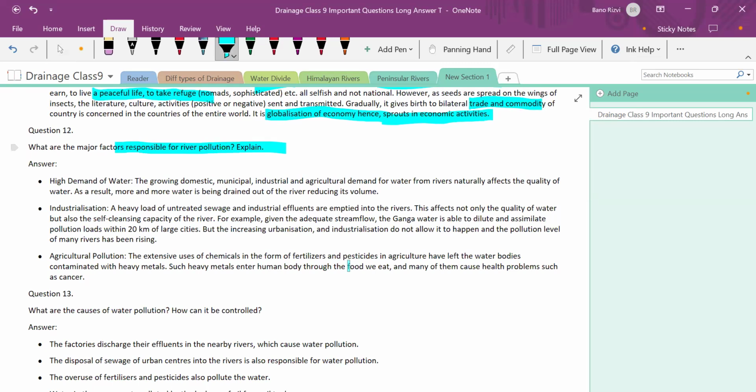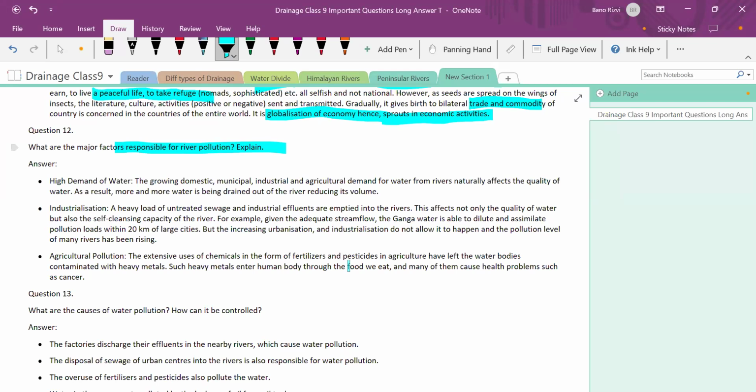The growing domestic, municipal, industrial, and agricultural demand for water from rivers naturally affects the quality of water. As a result, more and more water is being drained out of the river, reducing its volume. Industrialization: a heavy load of untreated sewage and industrial effluents are emptied into the rivers. This affects not only the quality of water but also the self-cleansing capacity of the river. For example, given adequate stream flow, the Ganga water is able to dilute and assimilate pollution loads within 20 kilometers of large cities. But the increasing urbanization and industrialization do not allow it to happen, and the pollution level of many rivers has been rising.